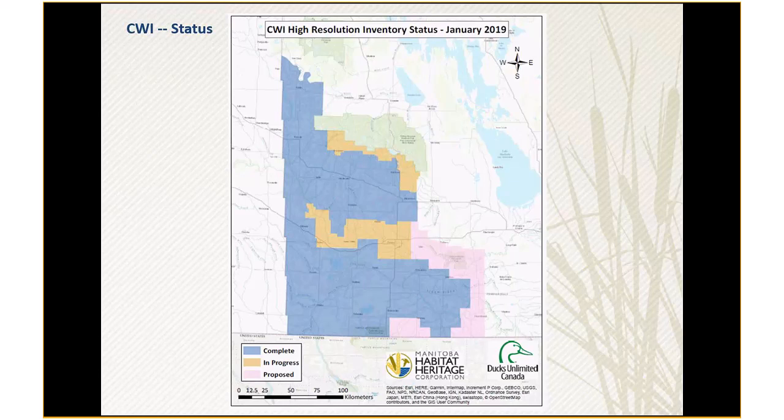Here's the current status provided by MHHC. You can see the areas complete are aligned pretty much driven by the NAWMP priority target areas, both DU's and from the PHJV perspective. And MHHC currently has some mapping in progress right now. I think that it will be ready to be added to the master CWI data set, the areas in orange.